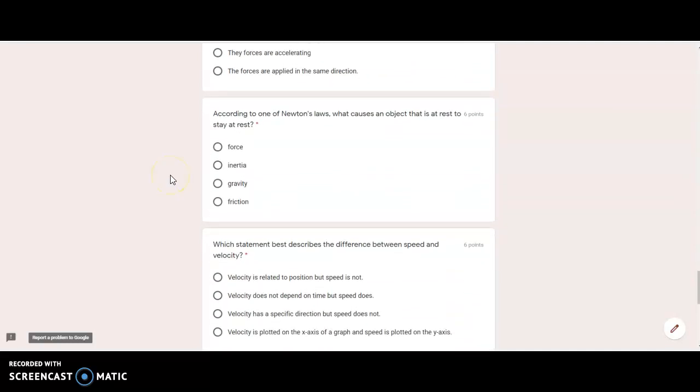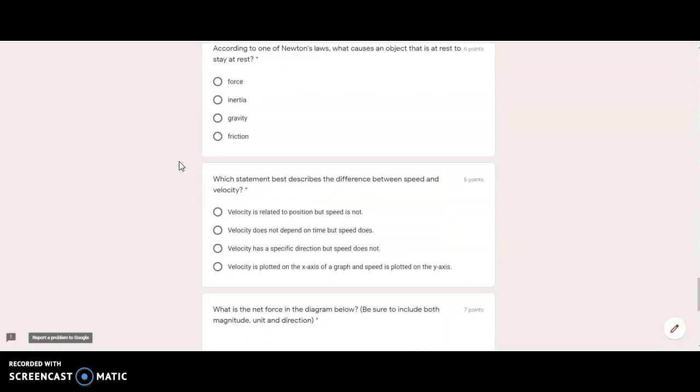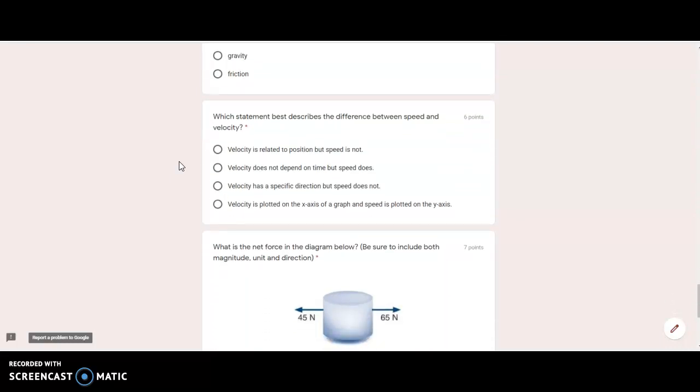Next question. According to one of Newton's laws, what causes an object that is at rest to stay at rest? Is it force, inertia, gravity, or friction? Next question. Which statement best describes the difference between speed and velocity? Velocity is related to position, but speed is not. Velocity does not depend on time, but speed does. Velocity has a specific direction, but speed does not. Velocity is plotted on the x-axis of a graph, and speed is plotted on the y-axis.